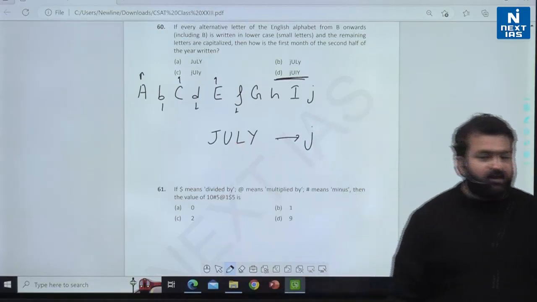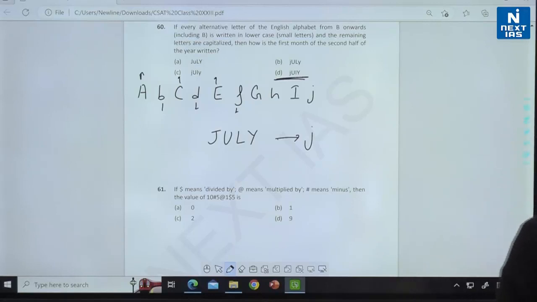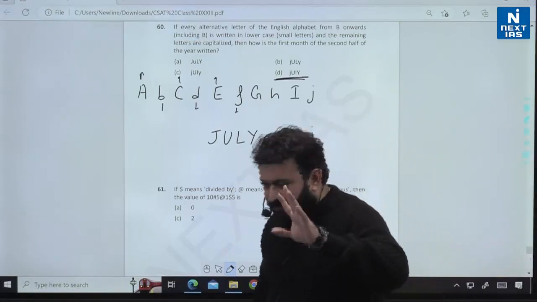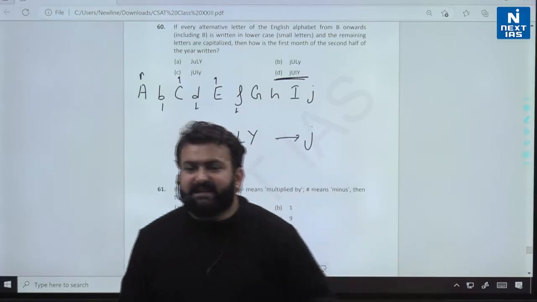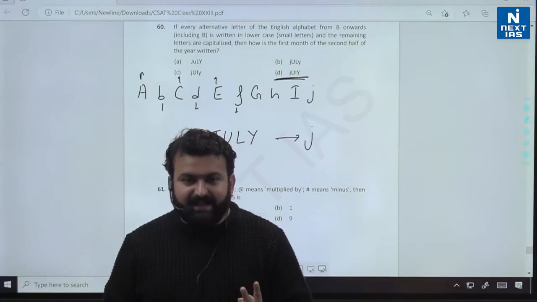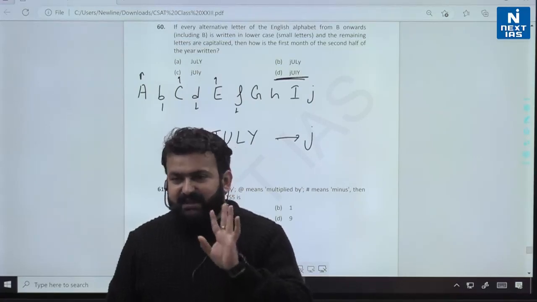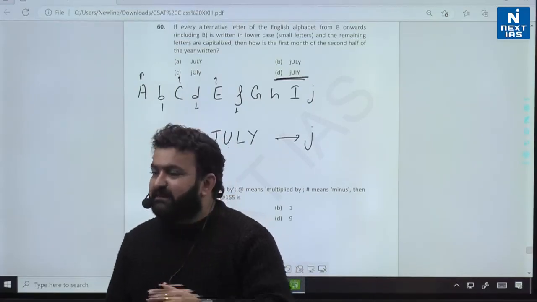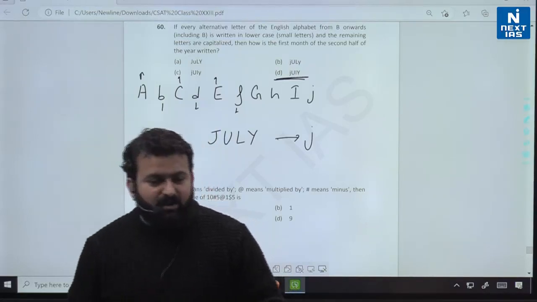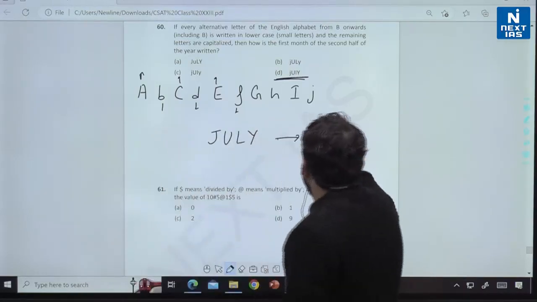U, what is the position of U? That is why yesterday I asked you all to remember a few positions. Like T, you remember the position of T. What is the position of T? 20. So if the position of T is 20, then the U position will be what? 21. So 21 will be odd position. So odd position will be always capital.